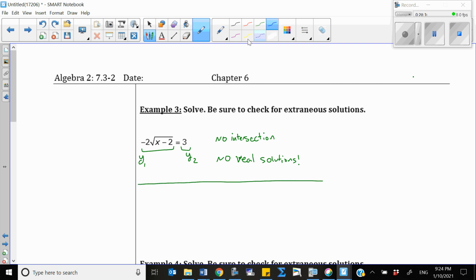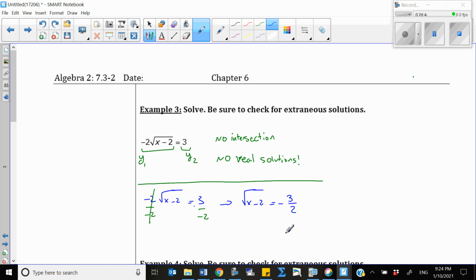Now let's solve this algebraically. So I have negative 2 times square root of x minus 2 equal to 3. The first step was to have the radical by itself. So I'm going to divide both sides by negative 2. Okay, and it will be square root of x minus 2 equal to negative 3 over 2. You see, I just brought this negative to the front, so it's negative 3 over 2.